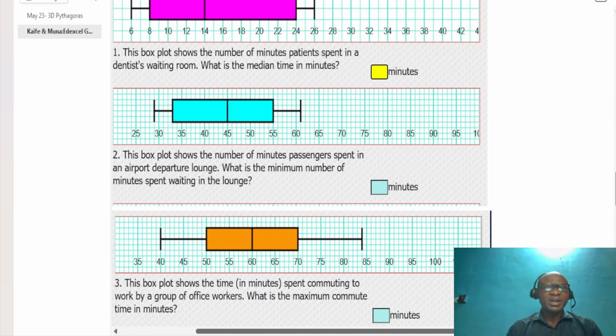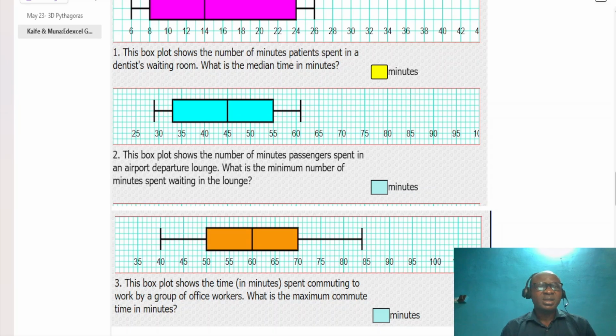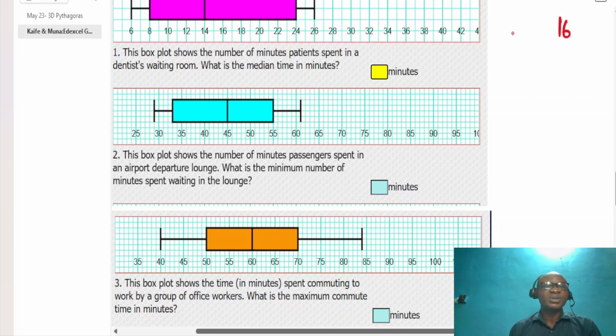You are asked to find: the box plot shows the number of minutes patients spent in a dentist waiting room. What is the median? Mona, what is your answer to number one? 16. Did you say 16? Yes. Sorry, I didn't hear you clearly. 16. Okay. Taife, what is your answer to number one?